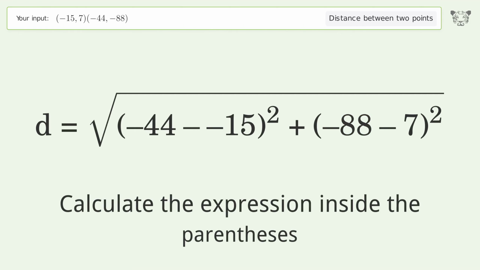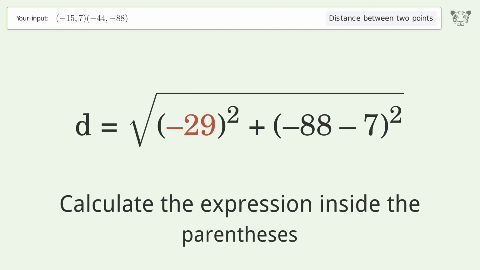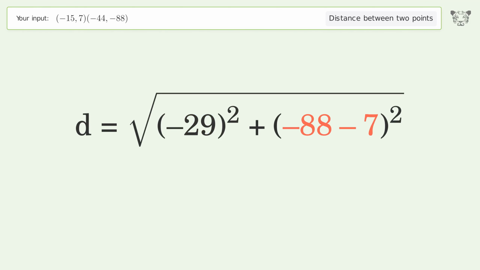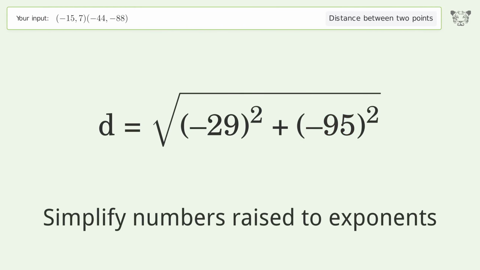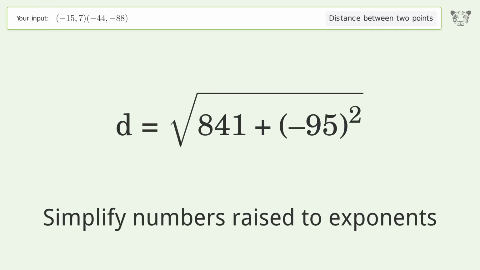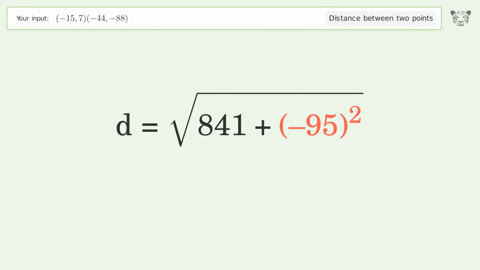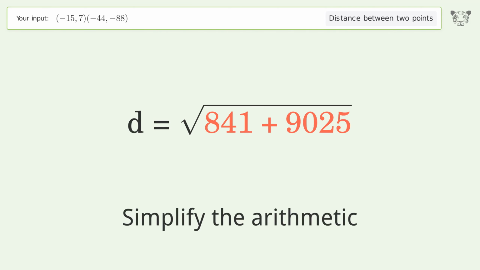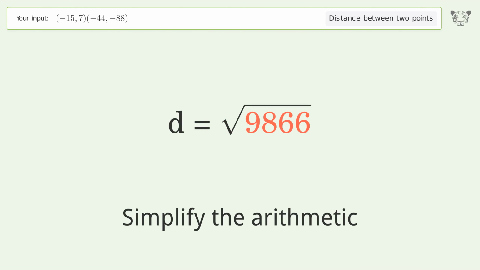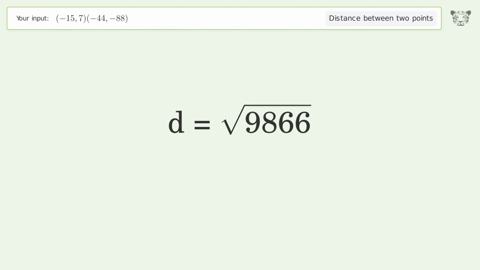Calculate the expression inside the parentheses. Simplify numbers raised to exponents. Simplify the arithmetic. And so the distance between the 2 points is the square root of 9,866, or 99.328.